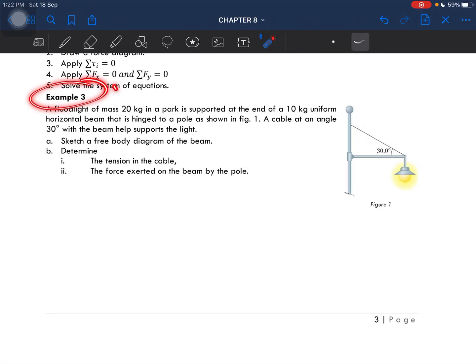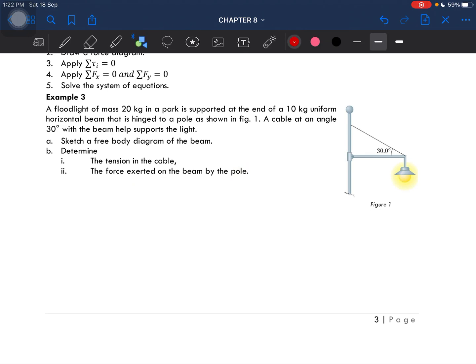Okay, example number 3. A floodlight of mass 20 kg in a park is supported at the end of a 10 kg uniform horizontal beam. So it is hinged to a pole here, and then a cable here is supporting the light. Sketch a free body diagram of the beam, and then find the tension in the cable and the force exerted on the beam by the pole. We have to calculate.